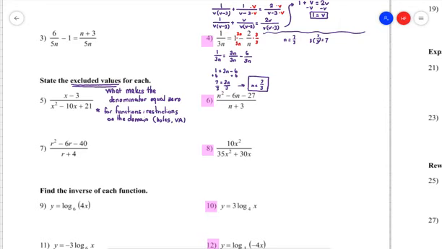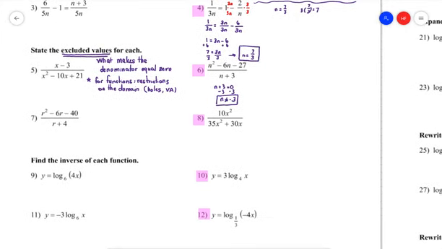So it's whatever makes our denominator equal 0. So n plus 3 equals 0. Subtract 3. Negative 3 would make our denominator equal 0, so it is excluded. So we'll say n cannot equal negative 3.